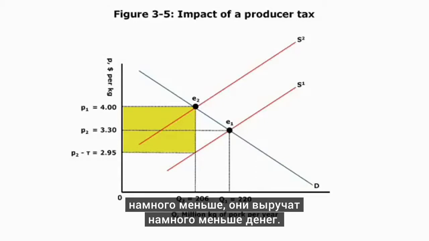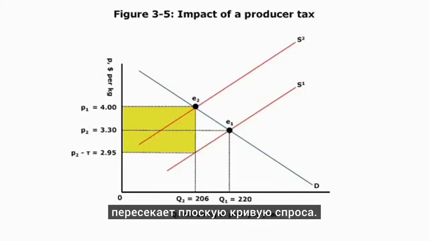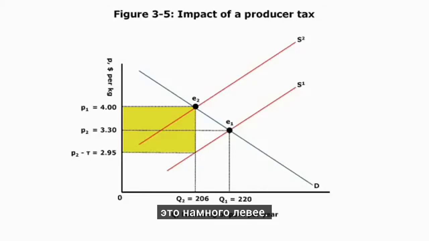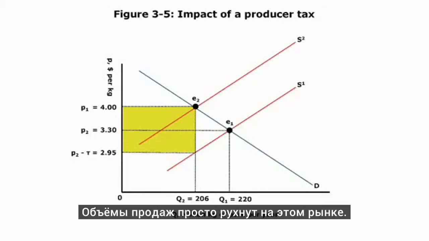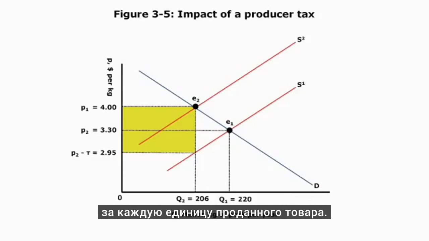It's going to be where that second supply curve intersects a flat demand curve. So that quantity is going to be a lot smaller. We don't have it in the diagram, but you can see where that dashed line at $3.30 intersects S2. That's way to the left. Quantity is going to fall a ton in this market. When quantity falls, the government's going to raise a lot less money, right? Because the government raised $1.05 on every unit sold at the end.